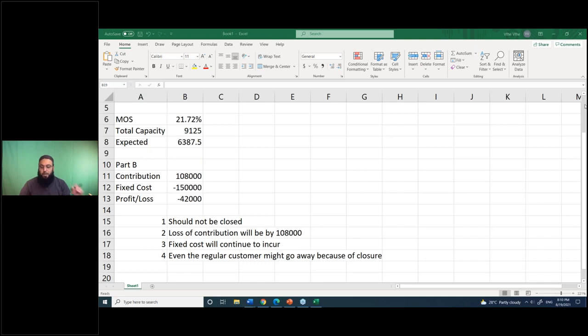Now, Umar, fixed cost is a cost that will remain constant. You have to pay the fixed cost. So if you close for one quarter, will you avoid the 150 fixed cost? You will not, because it's an annual fixed cost of 600,000. So you definitely cannot avoid this. Closure doesn't mean that you can save on your fixed cost. In fact, you will actually have a loss of the contribution that you will lose.